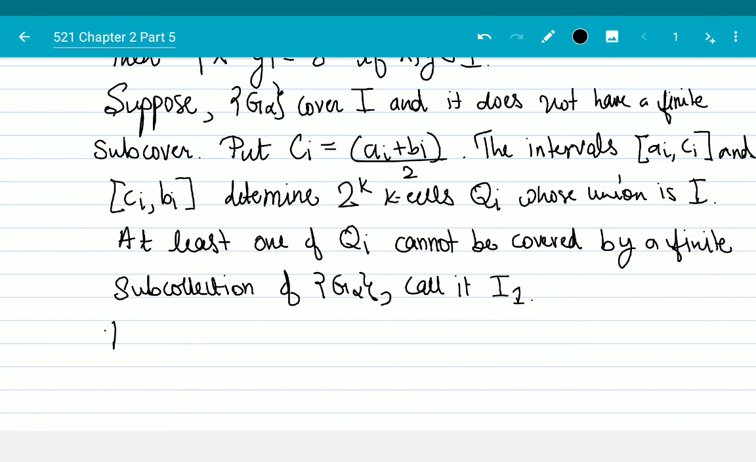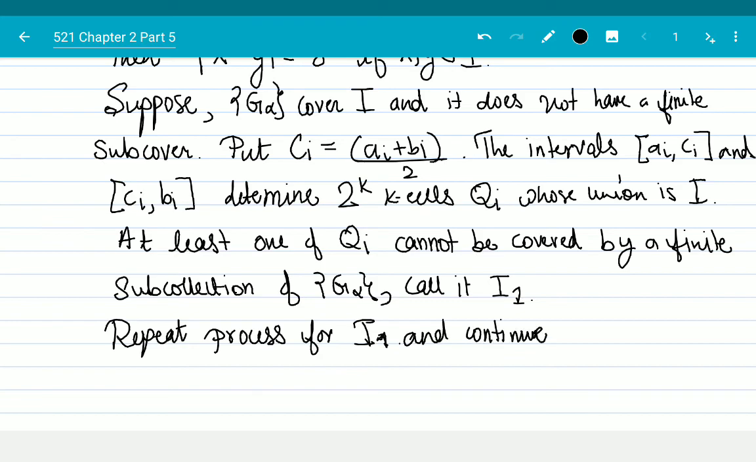Repeat the entire process for I1. Okay. And continue doing so.